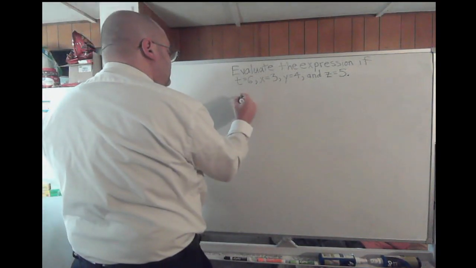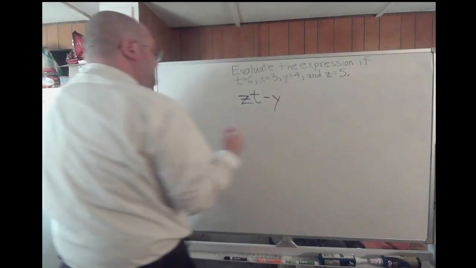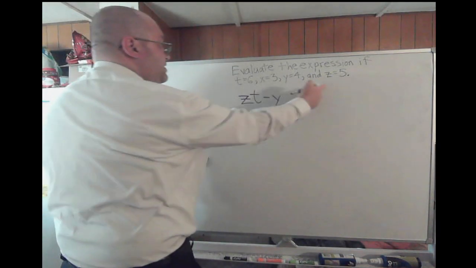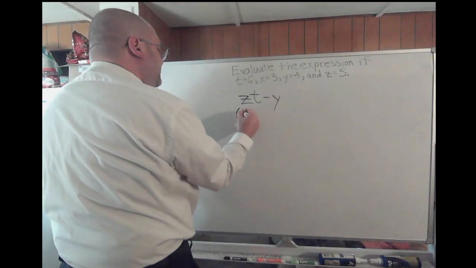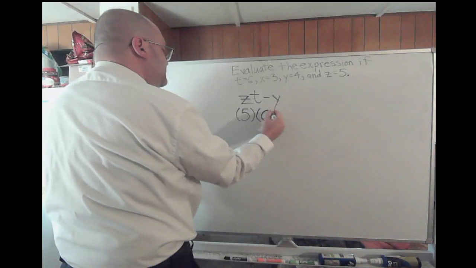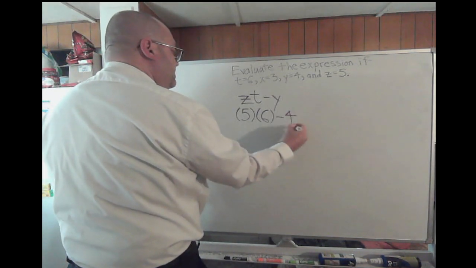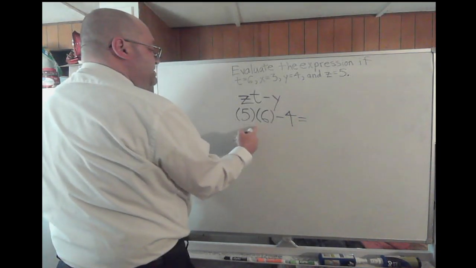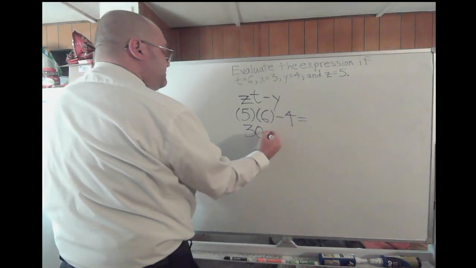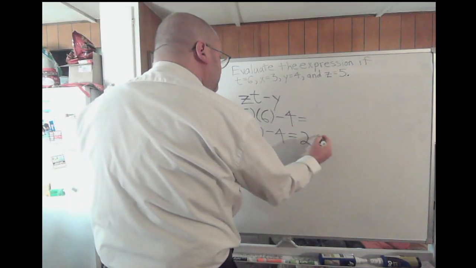Alright, let's see. We got zt minus y. So we have z times t minus y. Well, we're told here that z equals 5, so we'll substitute 5 in for z. We're told that t equals 6, so we'll put 6 in for t, minus, then you got your y value, y equals 4. So now you're left with 5 times 6 minus 4. Well, 5 times 6 is 30. Then you have minus 4. You got 30 minus 4. That would turn out to be 26.